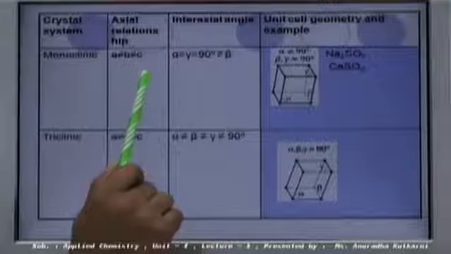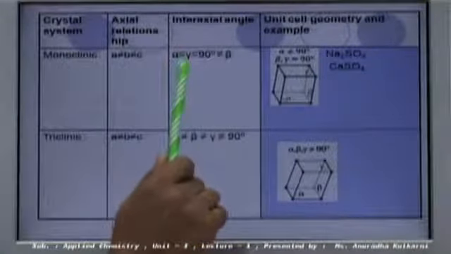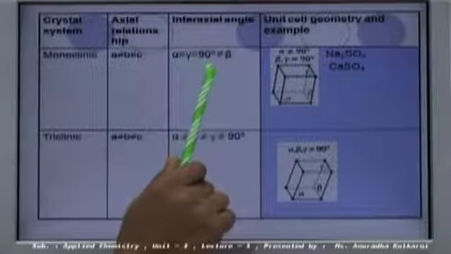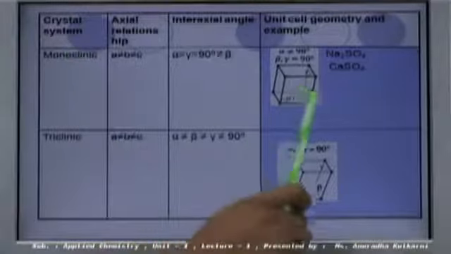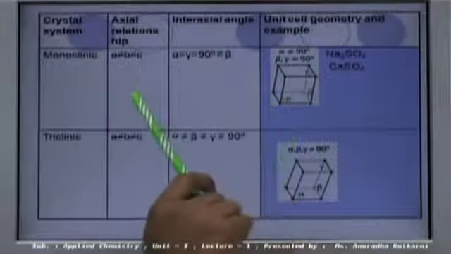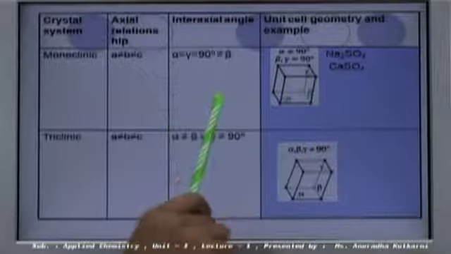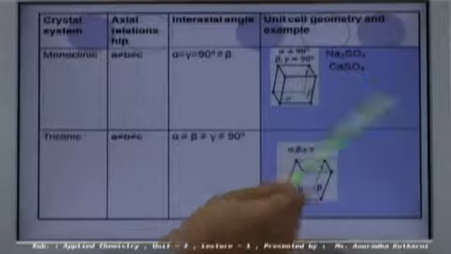Crystal system, that is monoclinic. Here A is not equal to B is not equal to C, length parameters. Then angle parameters, alpha is equal to gamma is equal to 90 degrees while beta is not equal to 90 degrees. Here we can draw that figure in this manner and we can observe the length parameters as well as angle parameters. Example is given, CaSO4, Na2SO4.